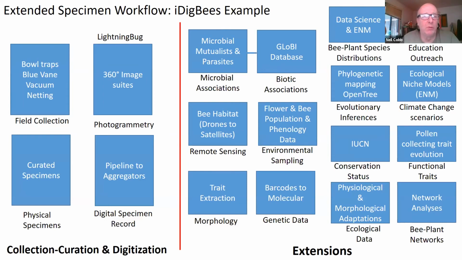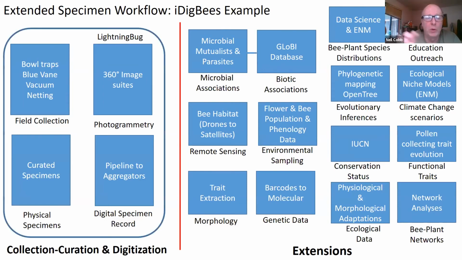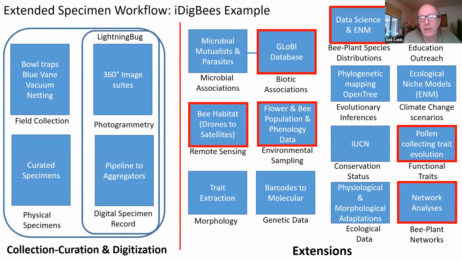And I'll just end with this extended specimen workflow. So on the left is the collection, curation, digitization part. This is sort of what we've been doing for the last 10 years. And off to the right are 14 boxes of extensions. And so for the B project, it simply provides a number of extensions that we're going to develop that will, I think, greatly increase the use of specimen data. And that's it.